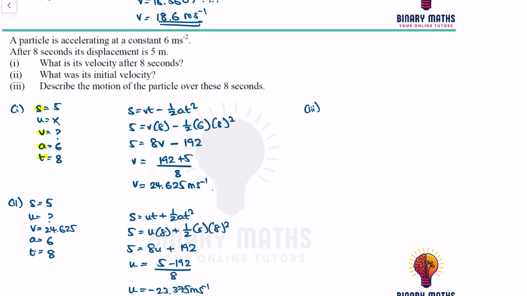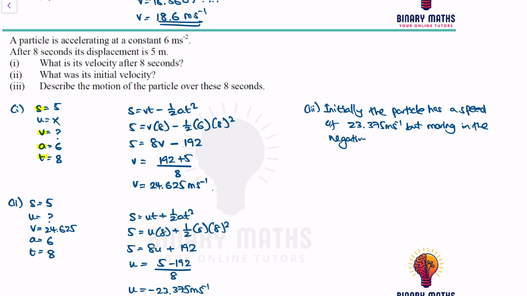Part 3. Describe the motion of the particle over these 8 seconds. So what we do know is initially the particle has a speed of 23.375 meters per second, but moving in the negative direction because it's negative. Acceleration is constant at 6 meters per second squared.